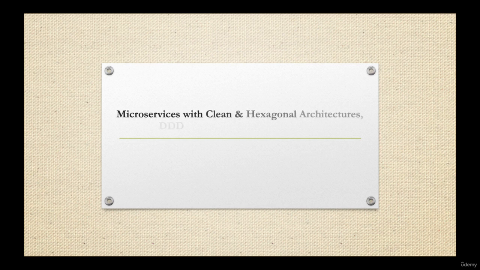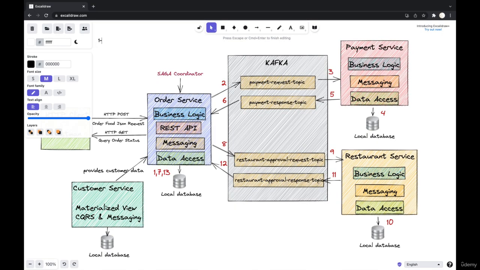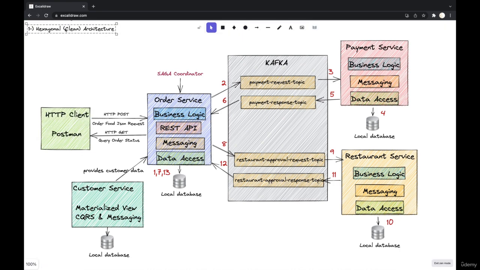Alright, let's continue by improving the project architecture. The first thing I will add to this project will be hexagonal or clean architecture. This architecture is also called ports and adapters. Basically, each microservice in this project will follow the clean architecture principles. In the next section, I have a separate lecture to go into details of this architecture.